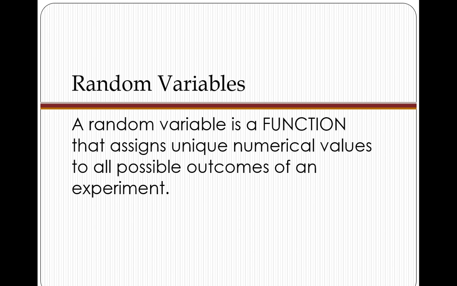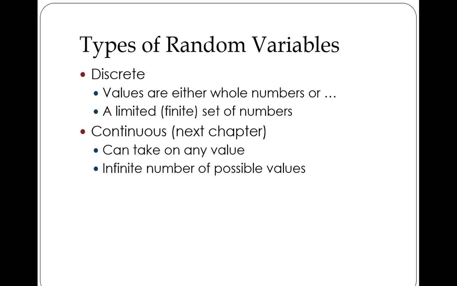to define a random variable as a function that assigns unique numerical values to all possible outcomes of an experiment. Okay, so we've been assigning probability values to outcomes of doing something like rolling a die, and so a random variable is a function that does that, helps us assign probabilities.